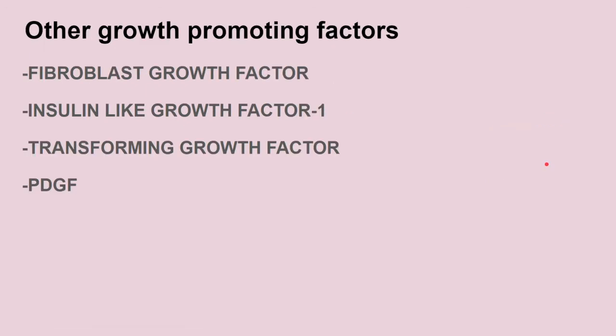Now next, the other growth promoting factors are mainly 4. Just remember the names: insulin-like growth factor 1, fibroblast growth factor, transforming growth factor, and PDGF. This is the platelet derived growth factor. So fibroblast growth factor, insulin-like growth factor 1, transforming growth factor, and PDGF, platelet derived growth factor.